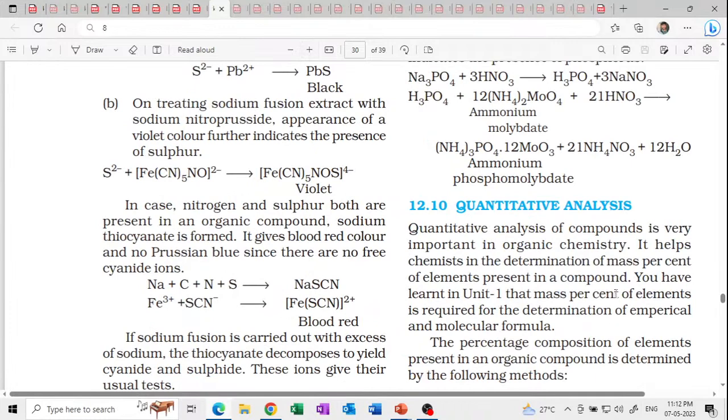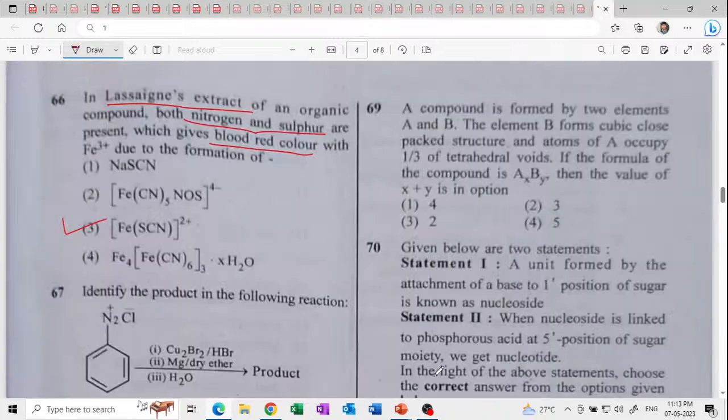So please check here. It gives the blood red color and no Prussian blue because of this blood red color. So this is directly from the CBSE NCERT. Get it? Next question.